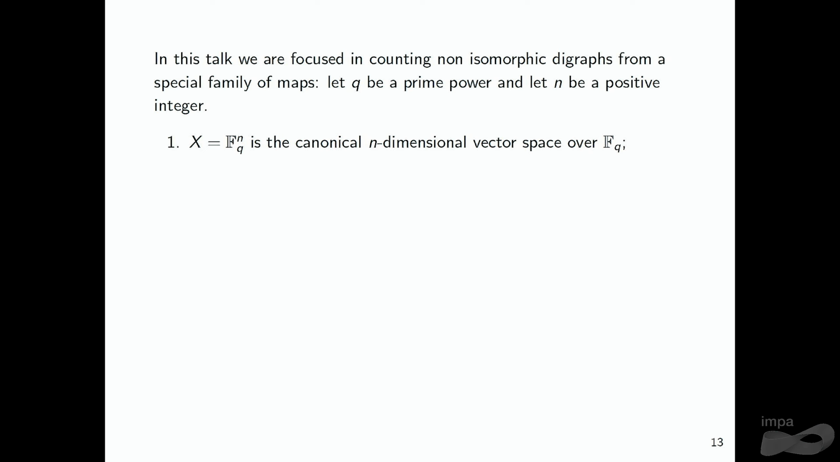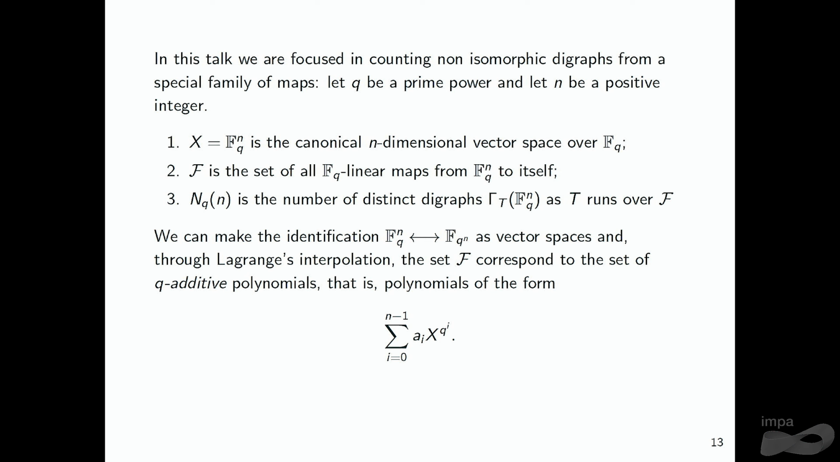So it's the set of vectors with entries in F_q. And my family of sets here will be the set of all F_q-linear maps over this set. And then I call N_q(n) the number of distinct digraphs I get as I run over all the linear maps. And just a comment here, because I said something about Lagrange interpolation, right?